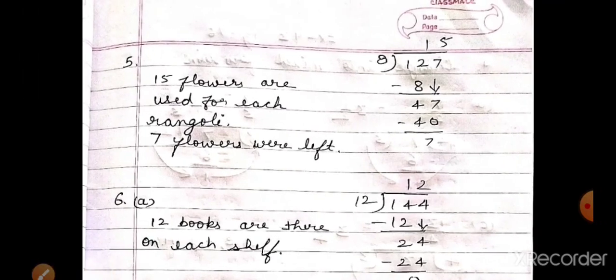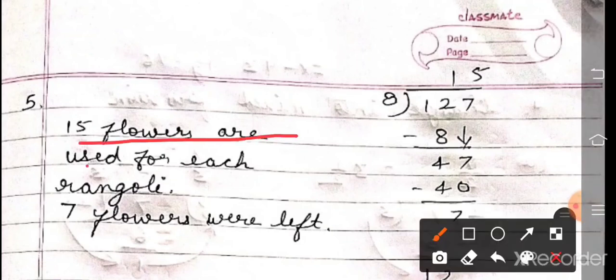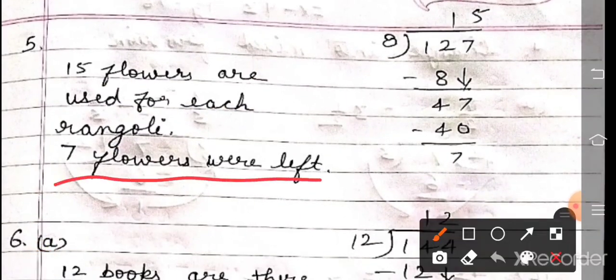Okay. Now the next question number 5. 127 flowers were divided equally to make 8 rangolis. How many flowers were used for each? How many flowers were left? So total flowers are 127 and we have to make 8 rangolis. So for each rangoli, divide 127 by 8. So 15 flowers are used for each rangoli. And here the remainder is 7. So 7 flowers were left.